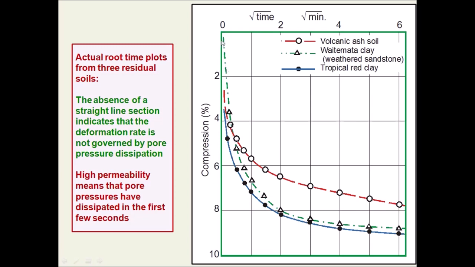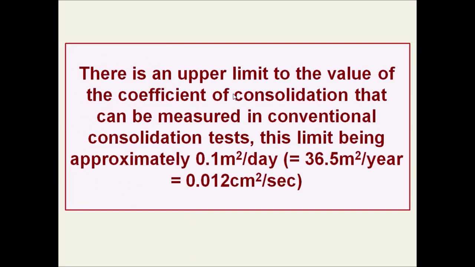permeability of the material. So those curves are really representing just the creep behavior of the material when you apply a load. They don't tell you much about the CV value, but they do tell you that it has a value above a certain limit. If you do an investigation of the odometer test, you'll find that there's an upper limit to the value of the coefficient of consolidation that can be measured in conventional consolidation tests. And this limit is about 0.1 meter squared per day.